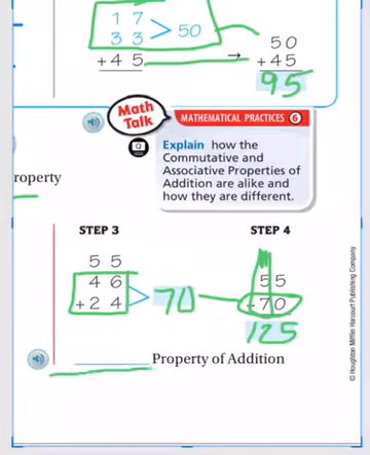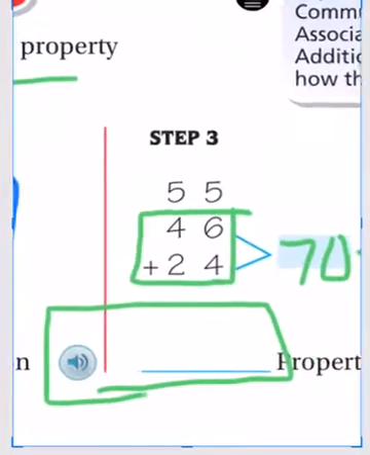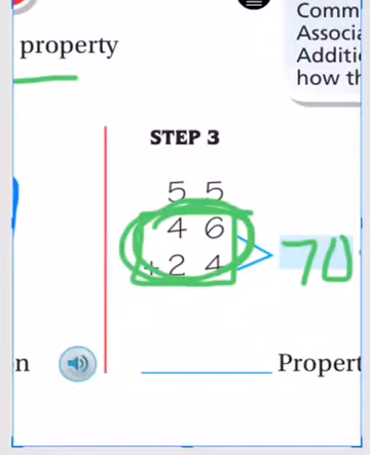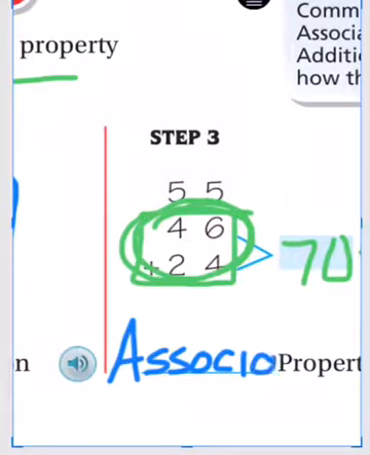But here we need to write down what the property is that they used, right? And that's when they regrouped it up here. They regrouped it. So what property is that? Again, pause the video and then press play when you're ready to go again. All right, the property that they used here with the regrouping, that's called associative. Now, if you didn't have that, make sure you fix it. If you did have it, give yourself a little pat on the back.